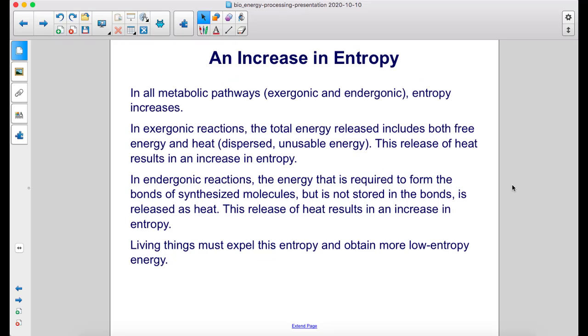In all metabolic pathways, exergonic and endergonic, entropy increases. In exergonic reactions, the total energy released includes both free energy and heat, which is dispersed, unusable energy. This release of heat results in an increase in entropy. In endergonic reactions, the energy that is required to form the bonds of synthesized molecules, but is not stored in the bonds, is released as heat. This release of heat results in an increase in entropy. Living things must expel this entropy and obtain more low entropy energy.